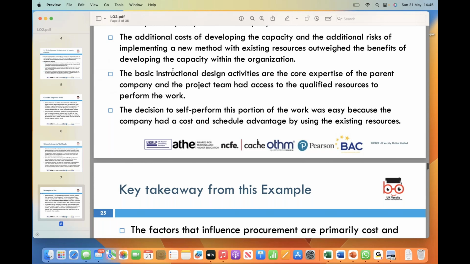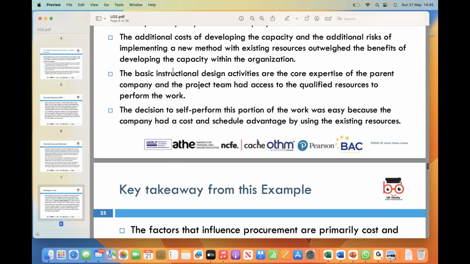On the other hand, the parent company possessed core expertise in the fundamental instructional design activities, and the project team had access to qualified resources capable of performing this work. Therefore, the decision to self-perform this specific portion of the project was straightforward. By using the existing resources, the company enjoyed advantages in terms of cost and schedule.